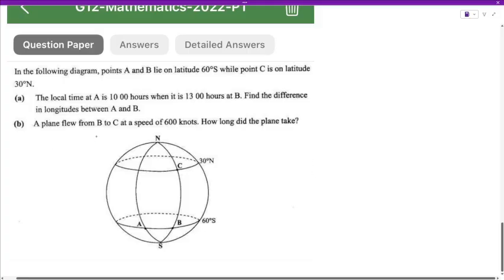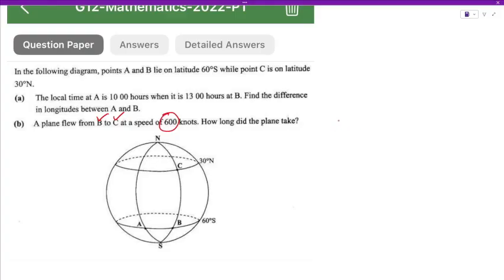Okay, we go to the last question. A plane flew from B to C at a speed of 600 knots. How long did the plane take? You see now the examiner, it's just me now because of how I arrange these questions. There are cases where they ask you to find one of those 3 values in this formula, but they don't give you the distance.